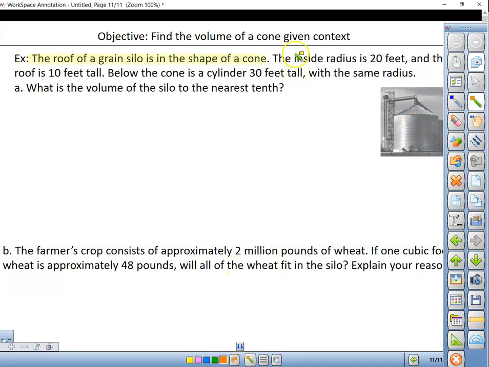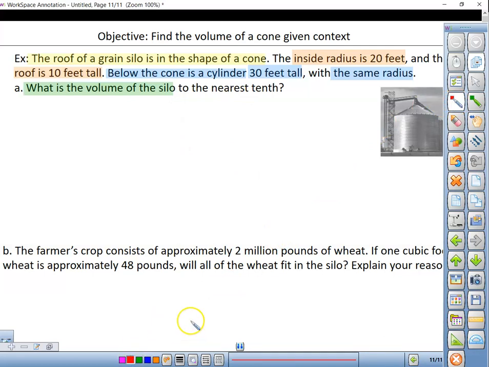It tells us that the inside radius of that cone is 20 feet and that the roof has a height of 10 feet. It's 10 feet tall. Below that cone, we can see here in the picture, is a cylinder. And that cylinder is 30 feet tall, but it has the same radius as the roof, which is the cone. We will be looking at finding the volume of the silo, and we'll do so to the nearest tenth.